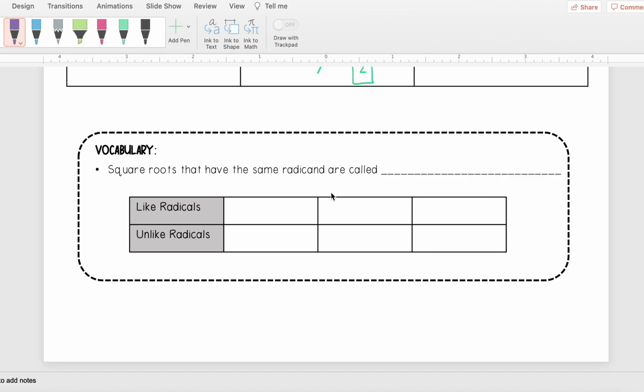So in the video after this, we're going to be looking at adding and subtracting radicals. Something that's really important to recognize is knowing which radicals are like radicals and which are unlike radicals. And so here we see that square roots that have the same radicand are called like radicals.